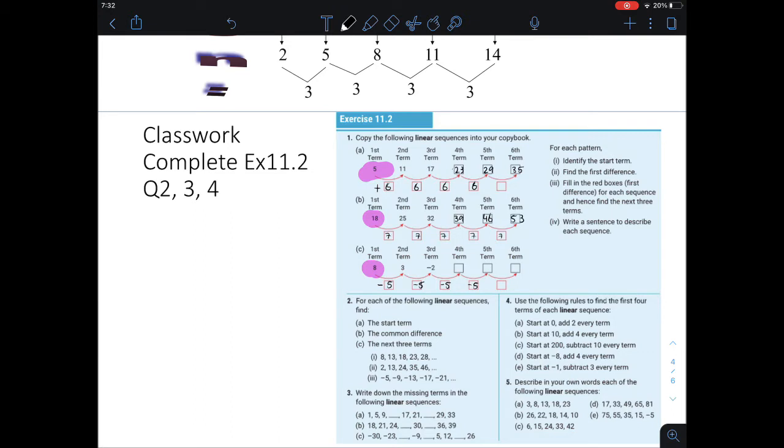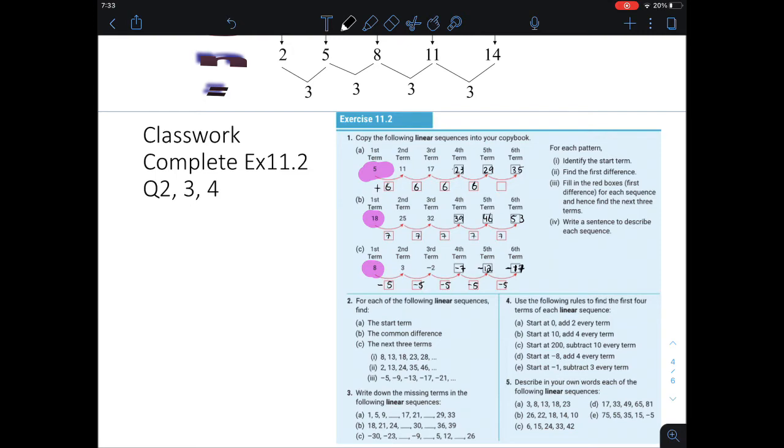In part C, we're taking away 5 each time. So to find our fourth term, it's minus 2 minus 5, which gives us minus 7. To find our fifth term, it's minus 7 minus 5, which gives us minus 12. And our sixth term is minus 12 minus 5, which gives us minus 17.